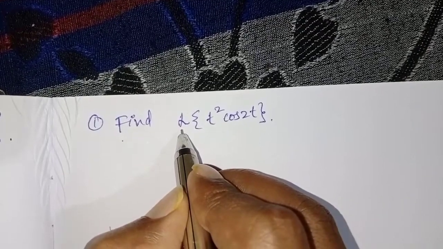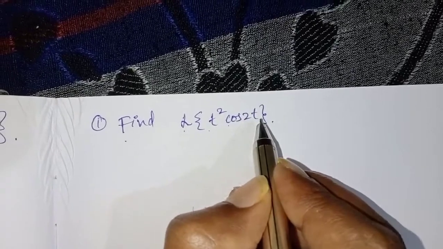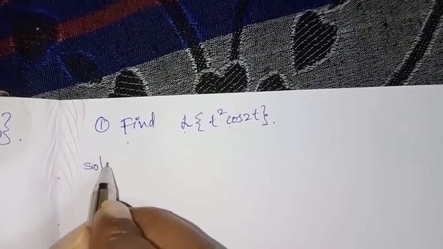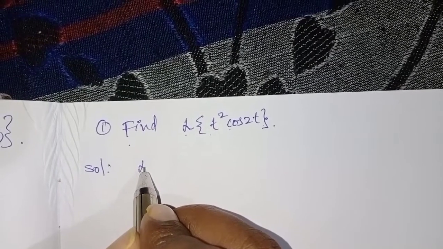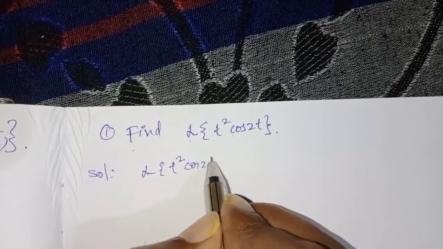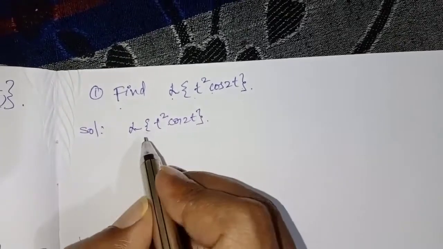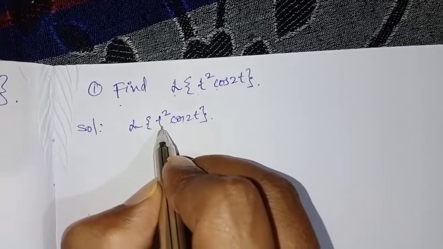Find Laplace of t square into cos 2t. Solution. The given one is Laplace of t square into cos 2t. We just solve this one by using the multiplication of powers of t method.